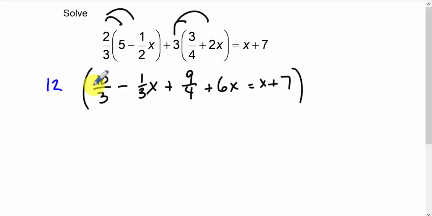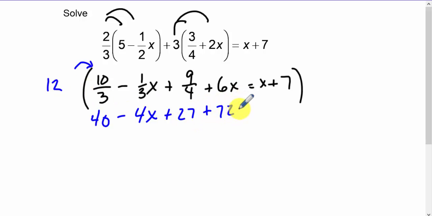So then I go through and I give every one of these numbers on both sides of the equation a multiple of 12. So this guy reduces to a 4, so I have 40. Second one reduces to a 4 as well, and I have 4x. Third one reduces to a 3, and 3 times 9 is 27. 6 times 12, 72. 12 times x is 12x. 12 times 7 is 84.